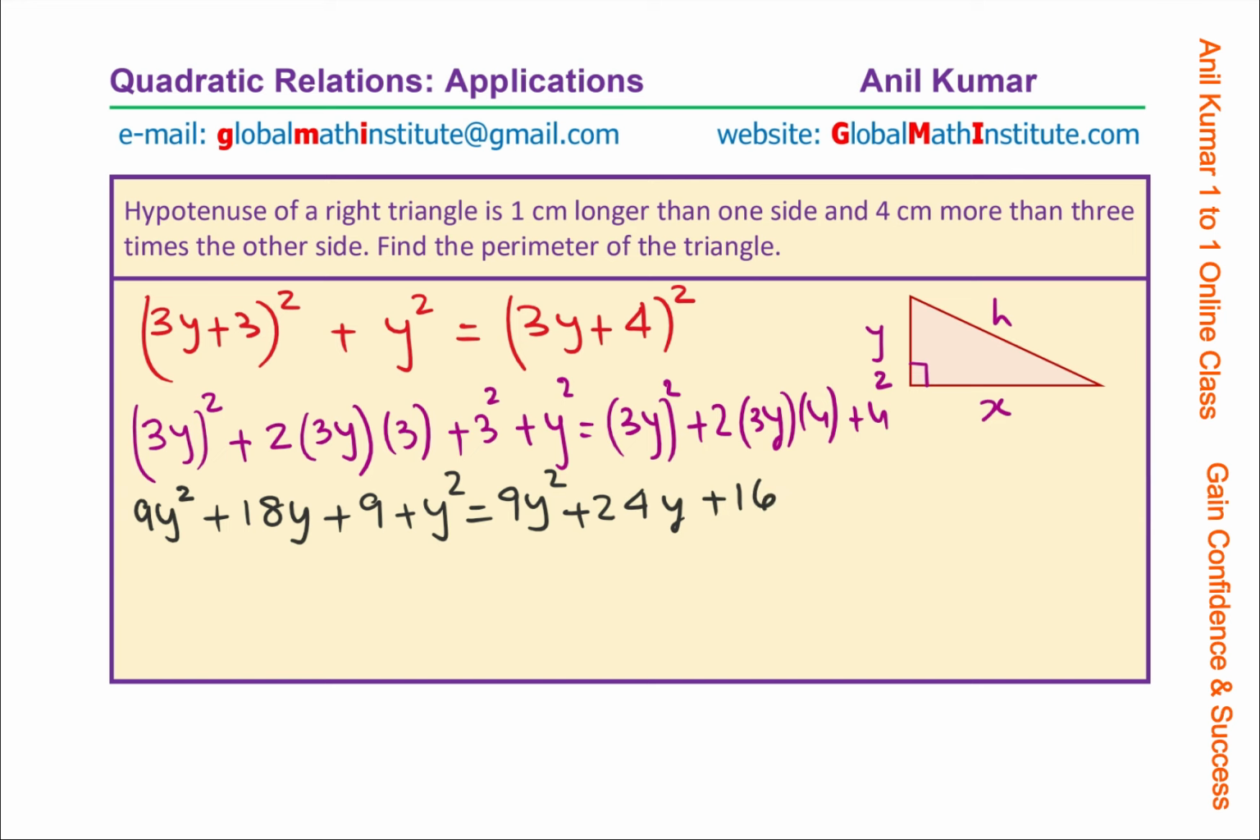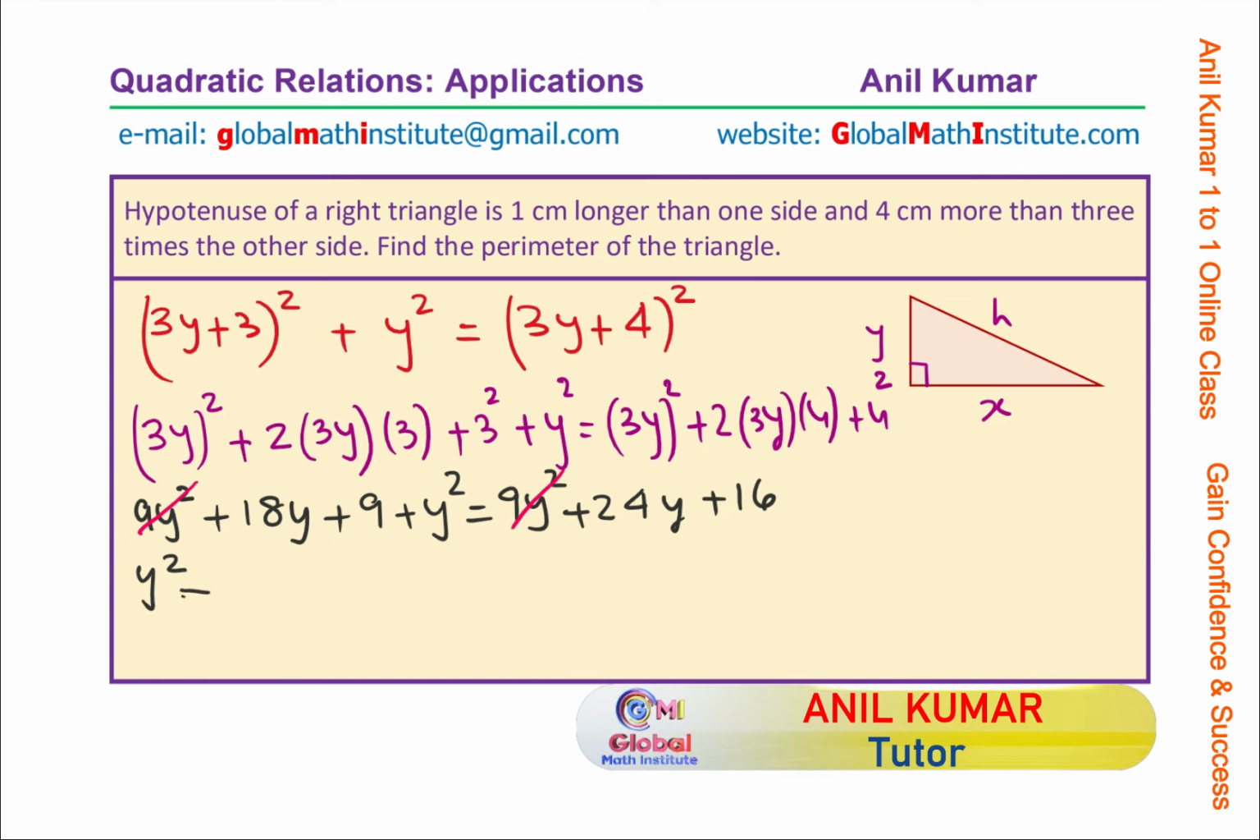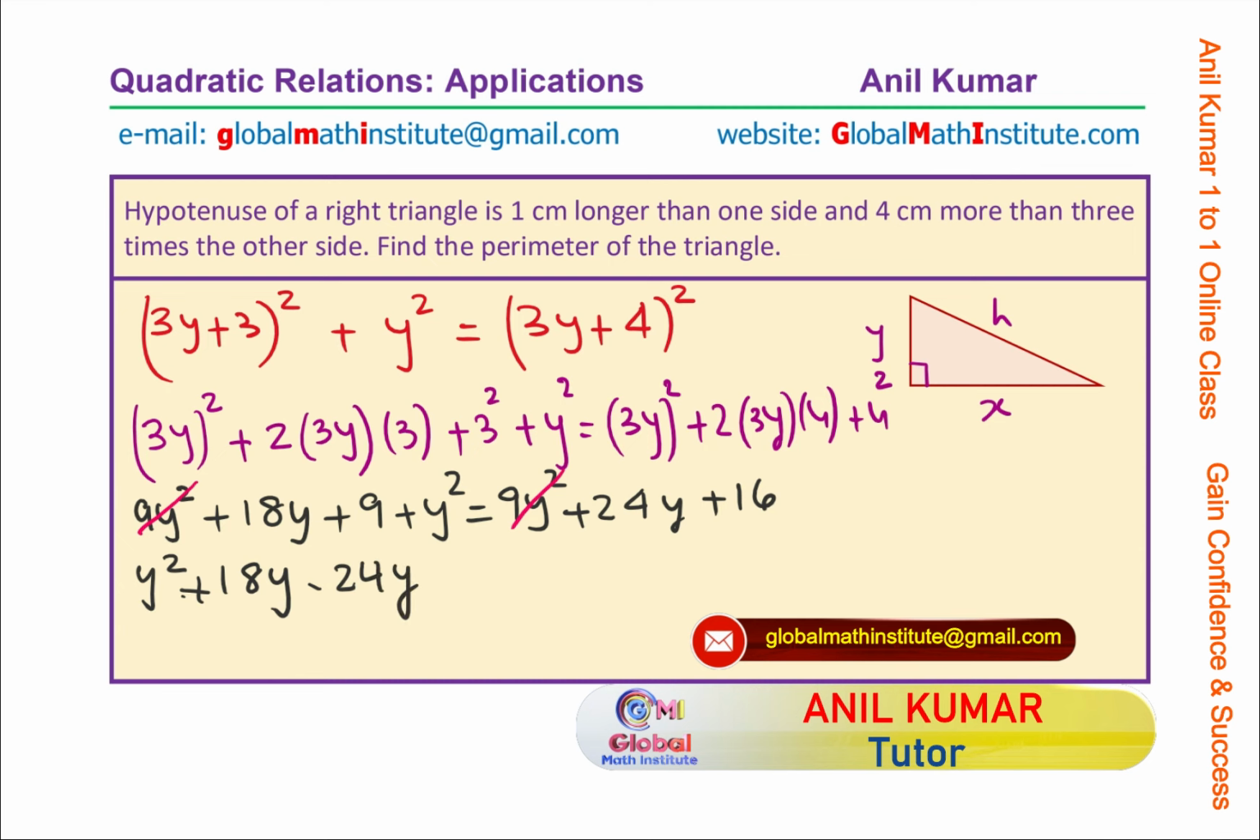Now we can simplify this equation. Let's cancel first the 9y squares, right? And now we can just bring all the terms to one side and then solve, right? Okay, so bringing it to the left side, we get what? We get y squared plus 18y minus 24y. Then we have plus 9 minus 16 equals 0. Is that clear to you?